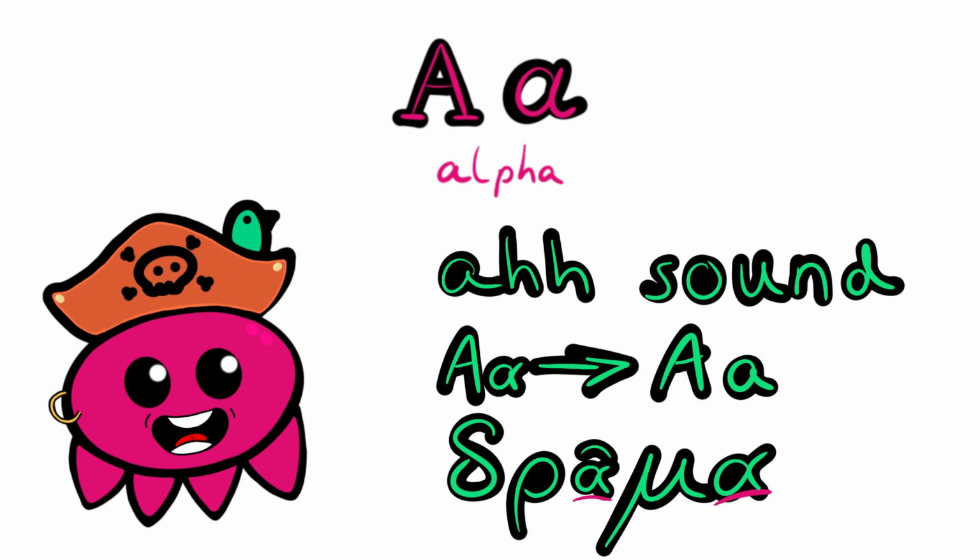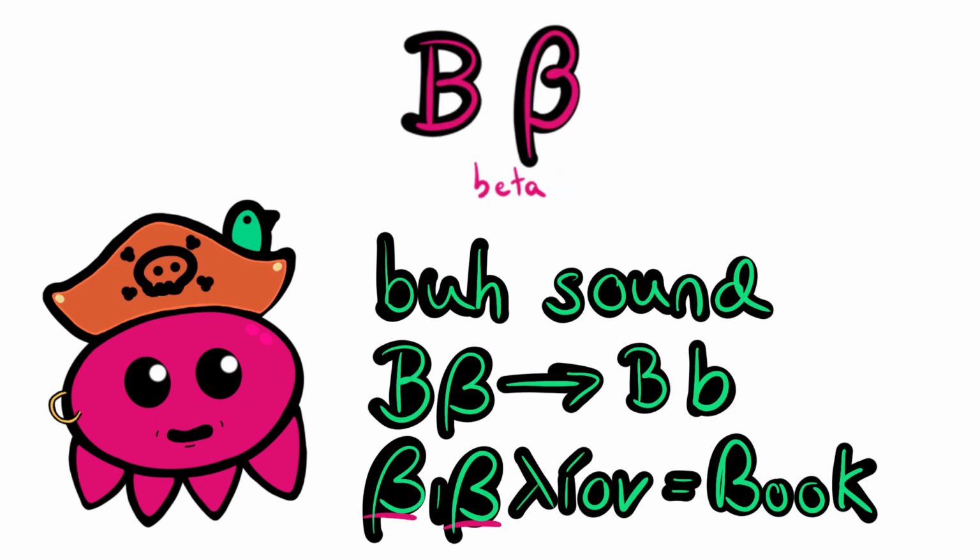And that brings us to our first letter, alpha. It's a vowel, it makes the ah sound, it transliterates to a, and it can be seen in words like drama in ancient Greek, which is the same word in English. The second letter in the ancient Greek alphabet is beta. It makes the b sound, and it transliterates to a b. It can be seen in words such as biblion, meaning a book.